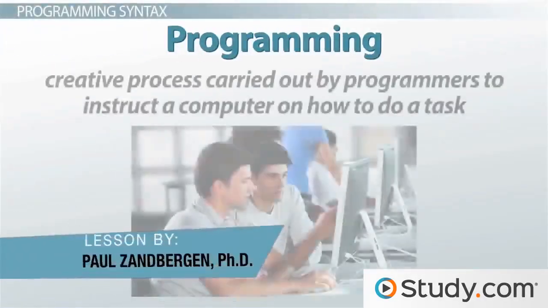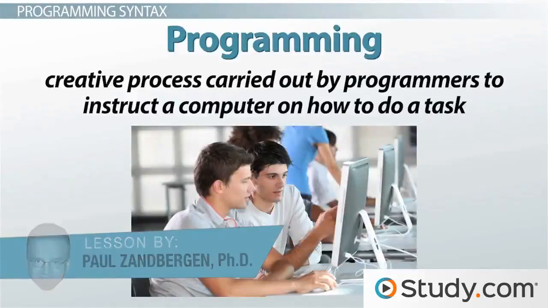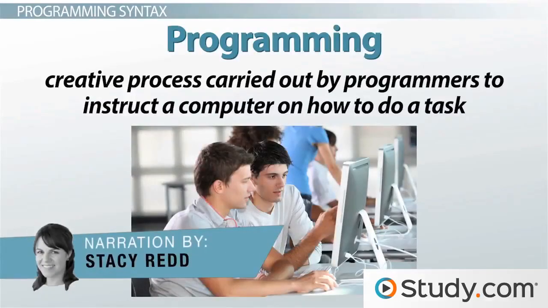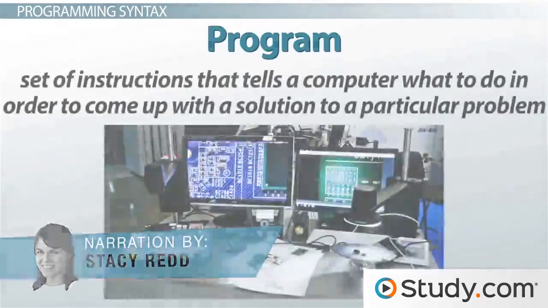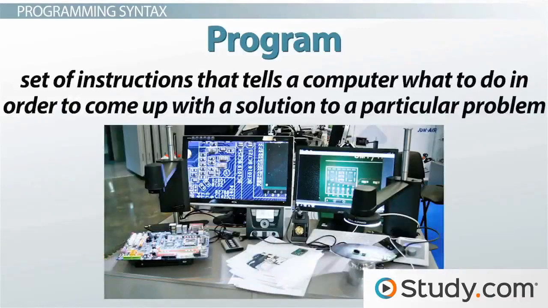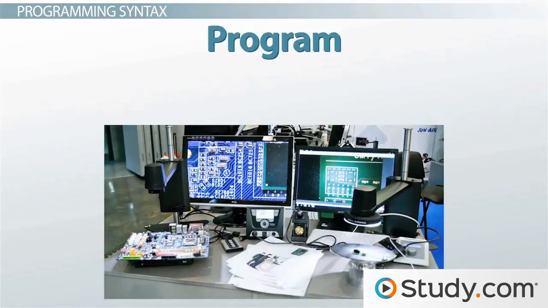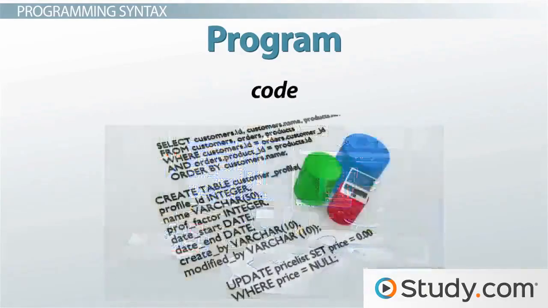Programming is a creative process carried out by programmers to instruct a computer on how to do a task. A program is a set of instructions that tells a computer what to do in order to come up with a solution to a particular problem. The actual content of the program is called code. That is why programming is often referred to as coding or writing code.